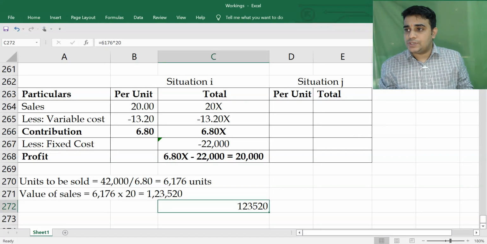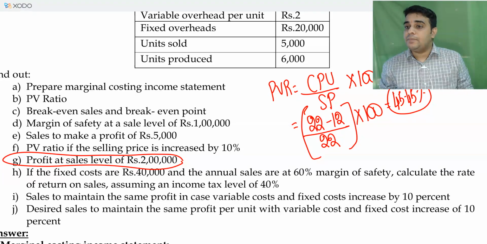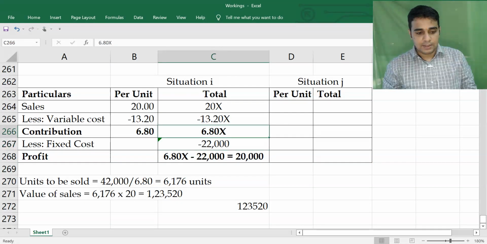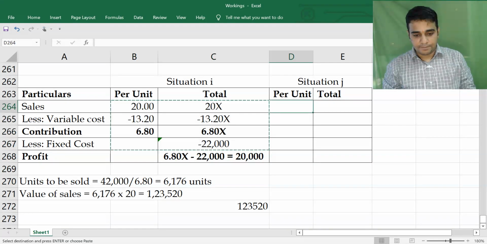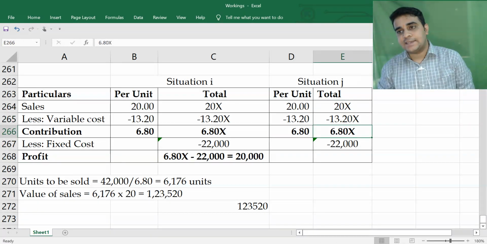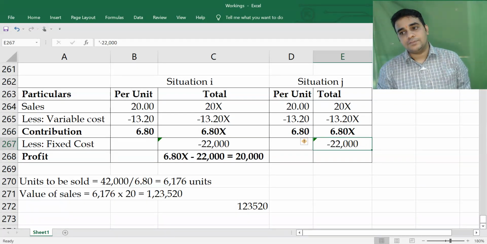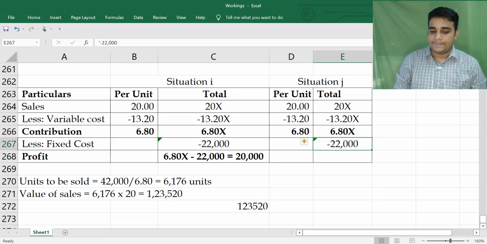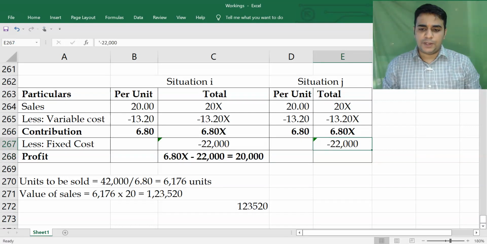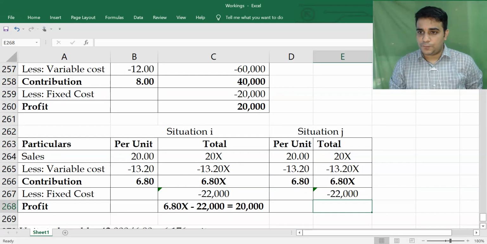Coming to situation J, where they have said sales to maintain the same profit per unit. Till this everything will be same. 20, 20x, 13.2, 13.2x, 6.8, 6.8x, minus 22,000. How much is the profit per unit now? 20,000 divided by 5,000, 4 per unit.